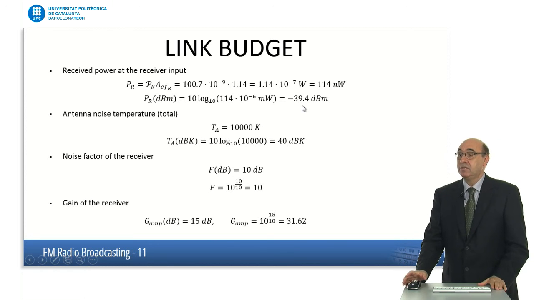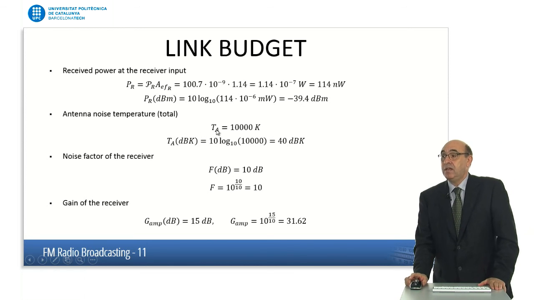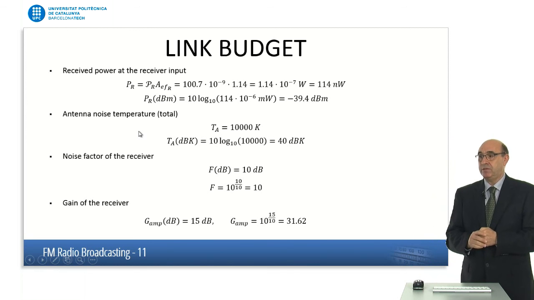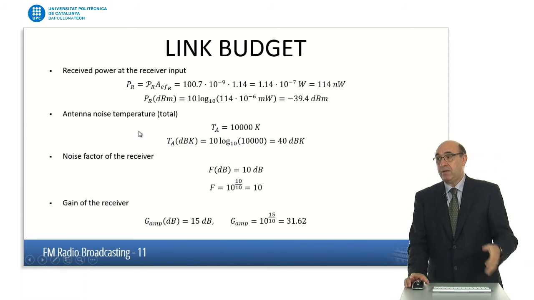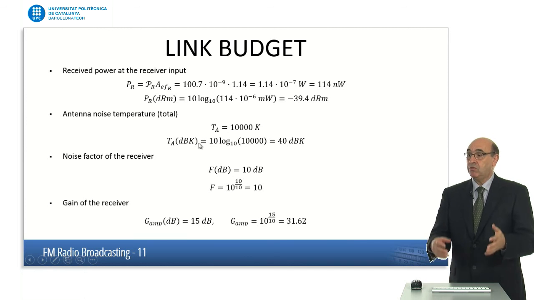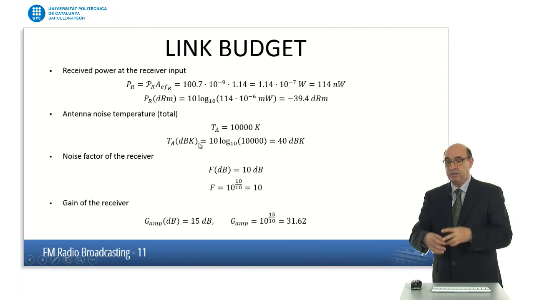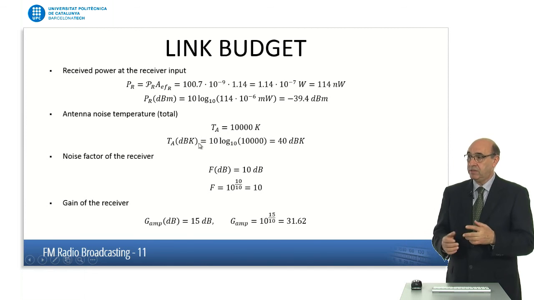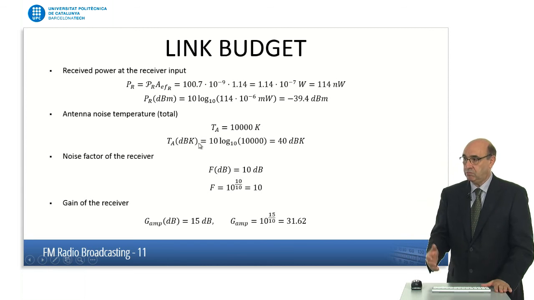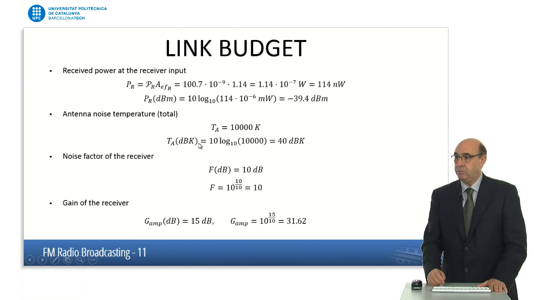And the noise, in this case, is associated mainly with the noise that the antenna is capturing from the environment. And we have said that it's approximately 10,000 Kelvin. It could be larger or lower depending on the conditions, depending on where you are. If you are in an urban area, it could be different. Could also be different if there is a storm around you. So those numbers could change, but this is a representative number.